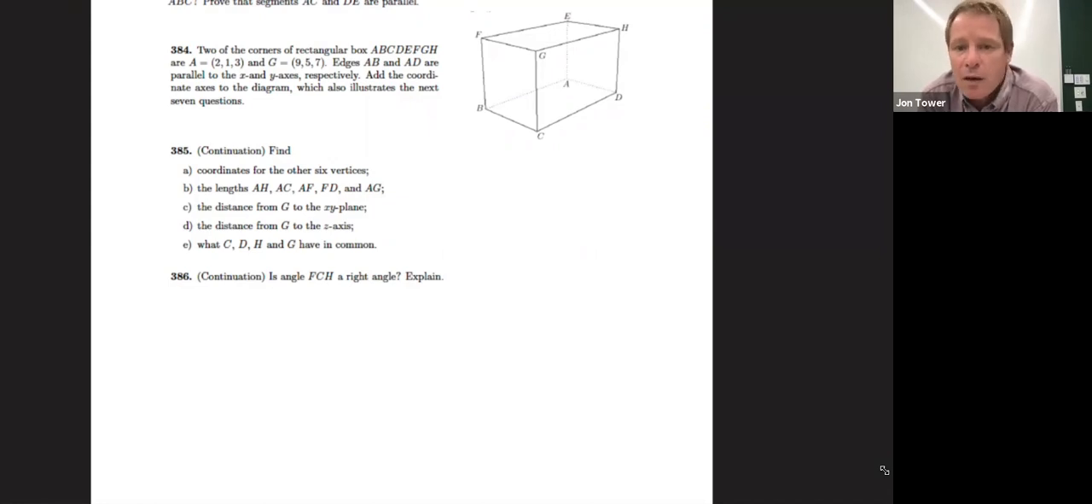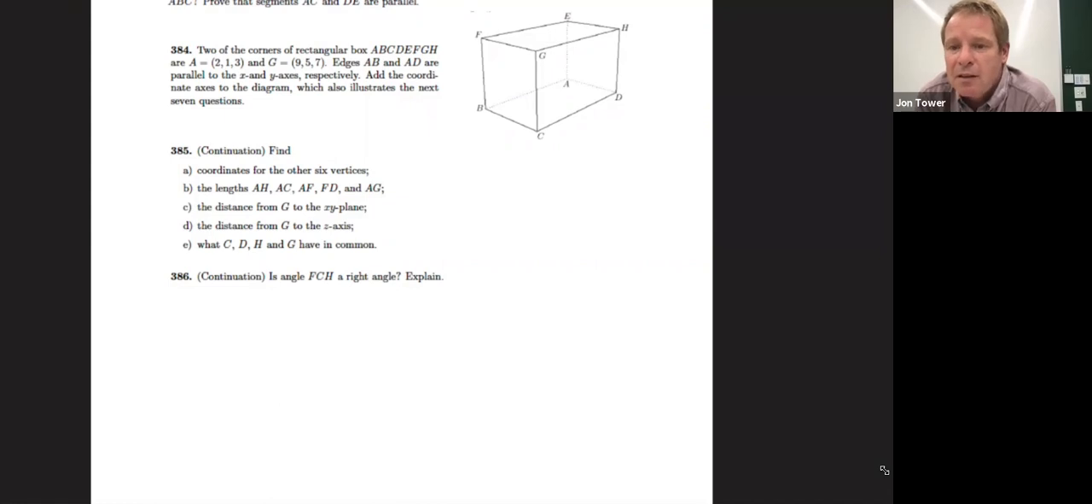We want to find coordinates for all the vertices. We want to find side lengths or edge lengths. We want to find distances to different planes. And the last question says, how could we tell if one of the angles here is a right angle?